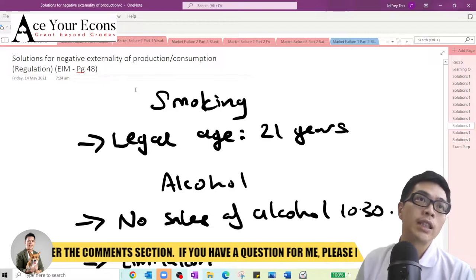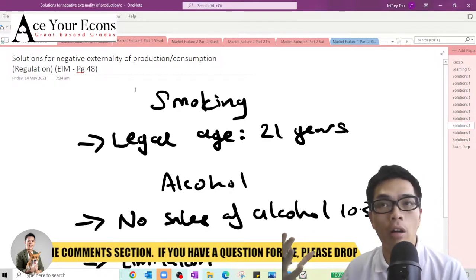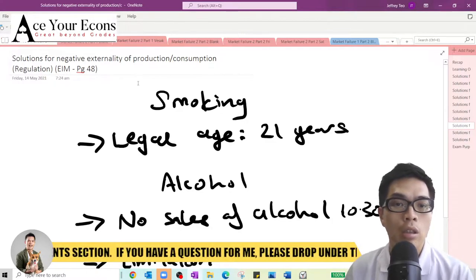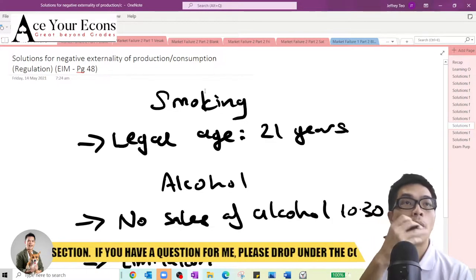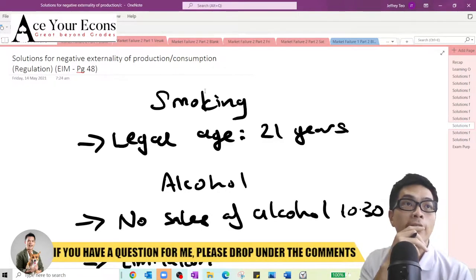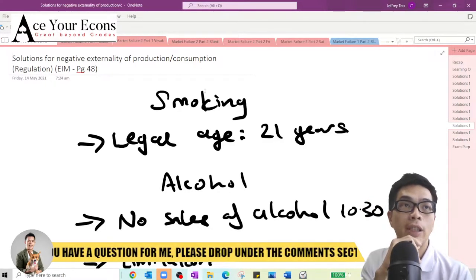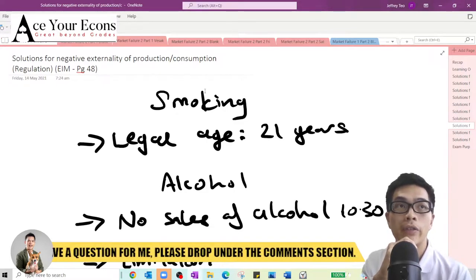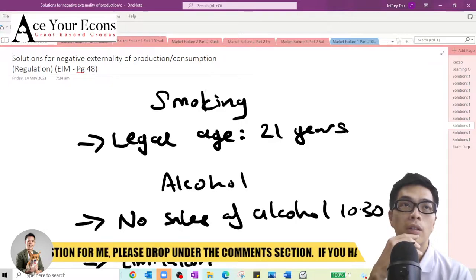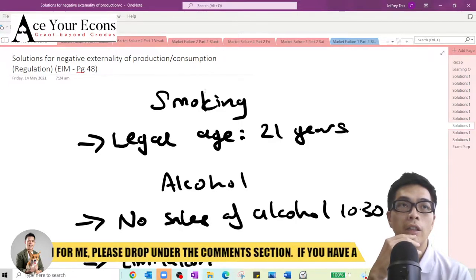For certain instances, we'll have regulations for negative externalities of production and consumption. Smoking is a form of consumption-based externality. We can see that there's a legal age that's imposed, 21 years and above. What happens if you're caught below 21 years? Then you may possibly face a fine or go to jail.